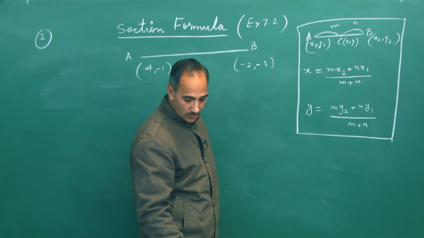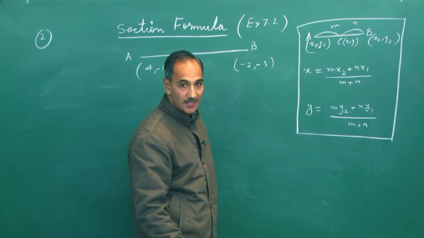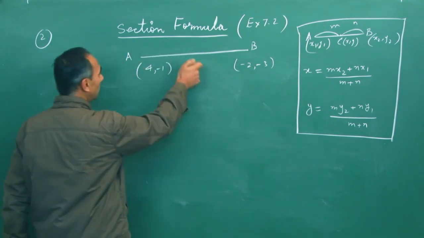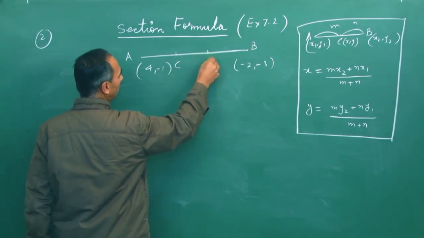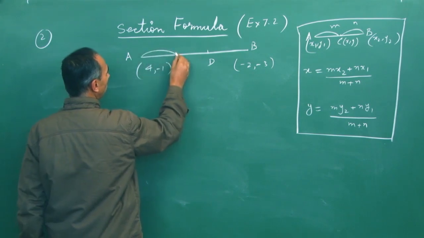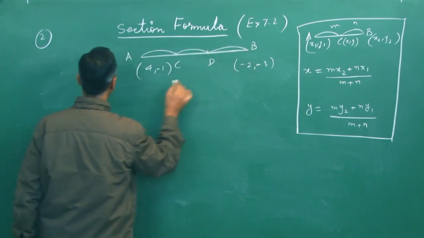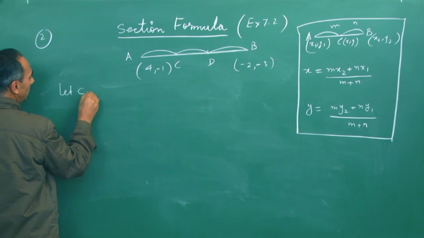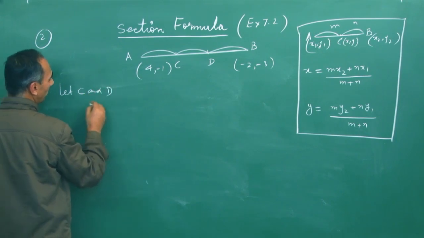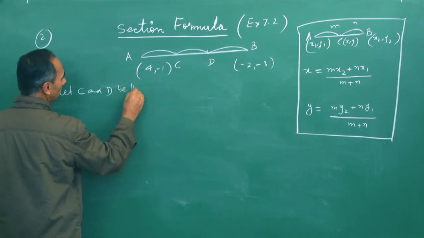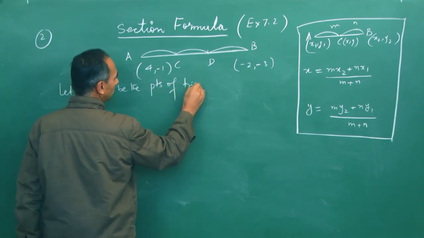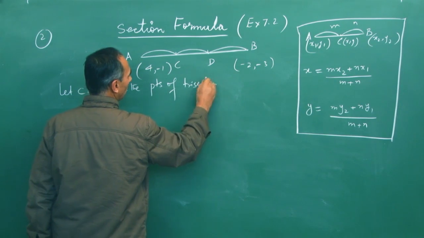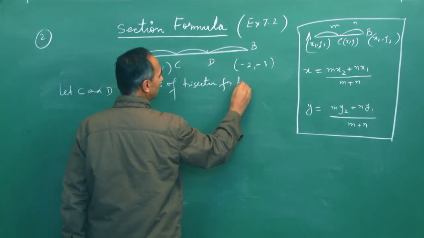And what you are asked is to find the points of trisection. That means let C be one point and D be the other point. So 1, 2 and 3. So we say let C and D be the points of trisection for line segment AB.